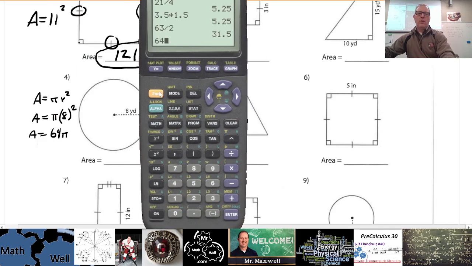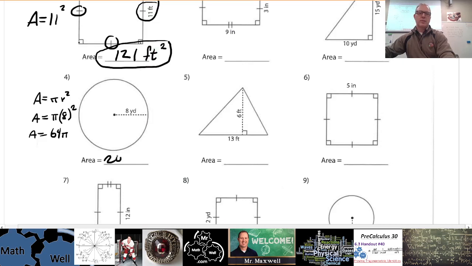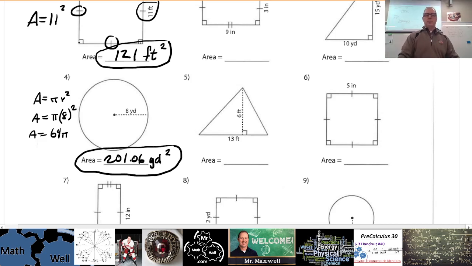So 64 pi is equal to 201.06. And that's going to be, what's YD? Yards, that's correct. Yards squared. Square yards. Area is always squared units.